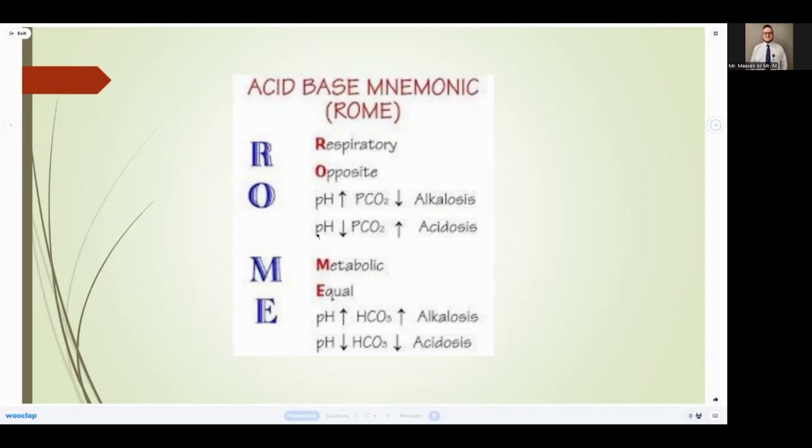So how to interpret ABG acid-base. This mnemonic is ROME. Rome is respiratory opposite. So basically, if it's respiratory related, my pH is going to be up while the CO2 is down. That's alkalosis. If my pH is going down and CO2 is up, opposite, it's acidosis. For the metabolic side, typically you're going to have an elevated pH with elevated bicarb. They're equal. Metabolic equal. And if I have a pH that's decreasing, I'm going to have a bicarb that's decreasing.